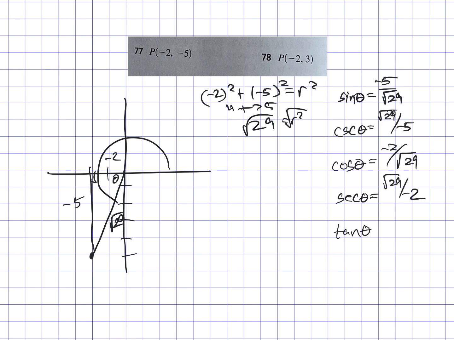Tangent is opposite leg over adjacent leg, or positive 5/2. And the cotangent is 2/5.